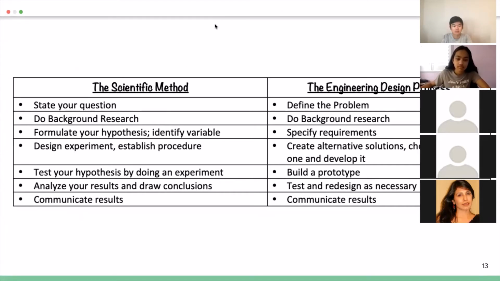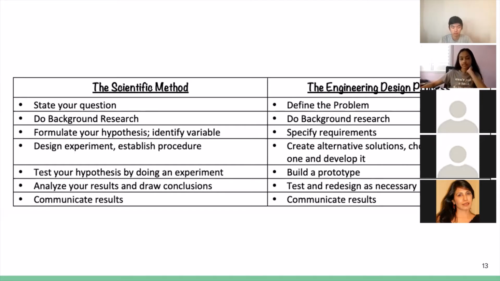Okay, and this table is basically just comparing the scientific method and the engineering design process. So the scientific method is stating a question, doing background research, formulating a hypothesis and identifying variables. And then you design your experiment, establish procedure, and then you test your hypothesis with this experiment. You analyze your results and draw conclusions, and then you communicate results.